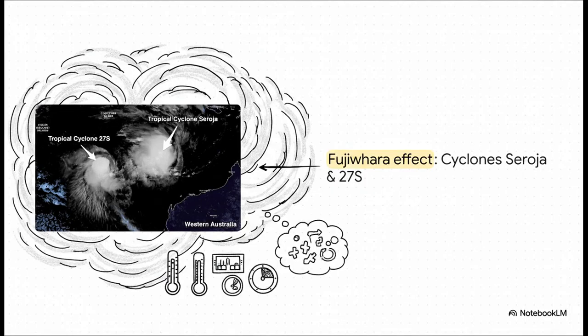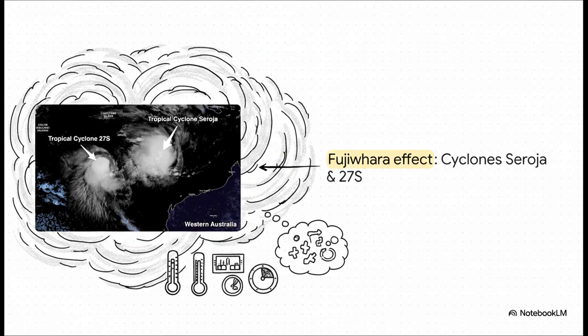Just look at this massive weather event captured off the coast of Western Australia. What you're seeing is the incredibly rare Fujiwara effect, where two tropical cyclones, in this case Saroja and 27S, actually start orbiting each other. Now, just imagine trying to simulate or predict something that complex. Simulating a weather model with all its moving parts, like temperature, humidity, and atmospheric stability, is unbelievably computationally expensive.